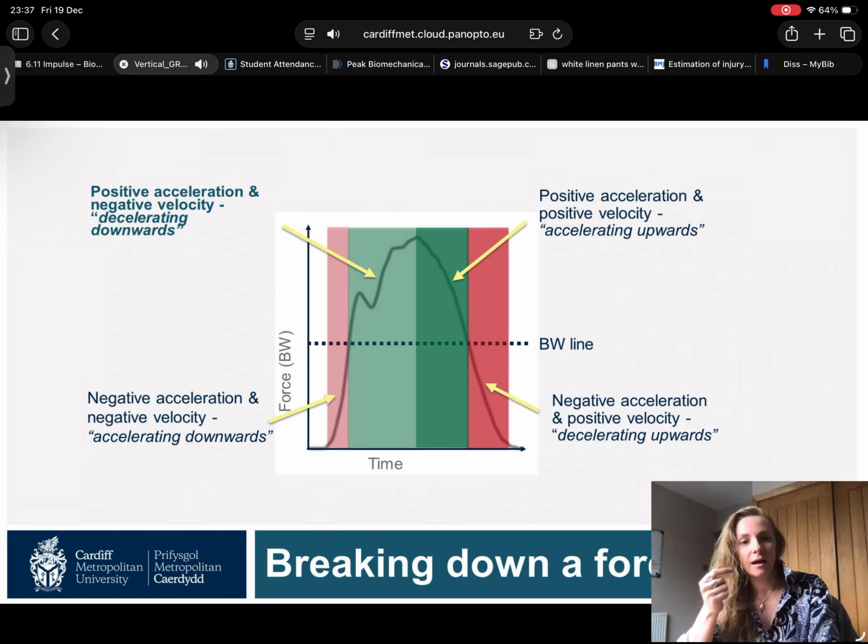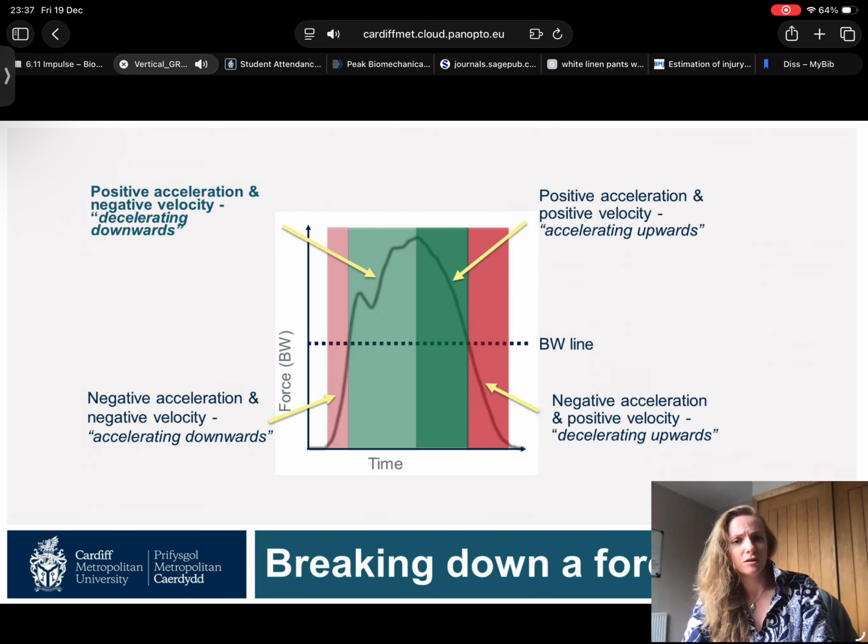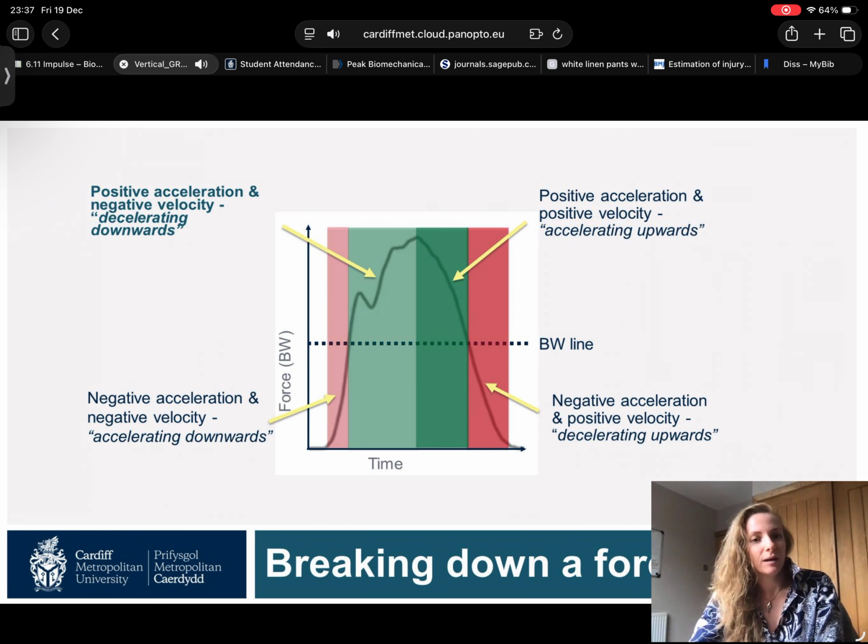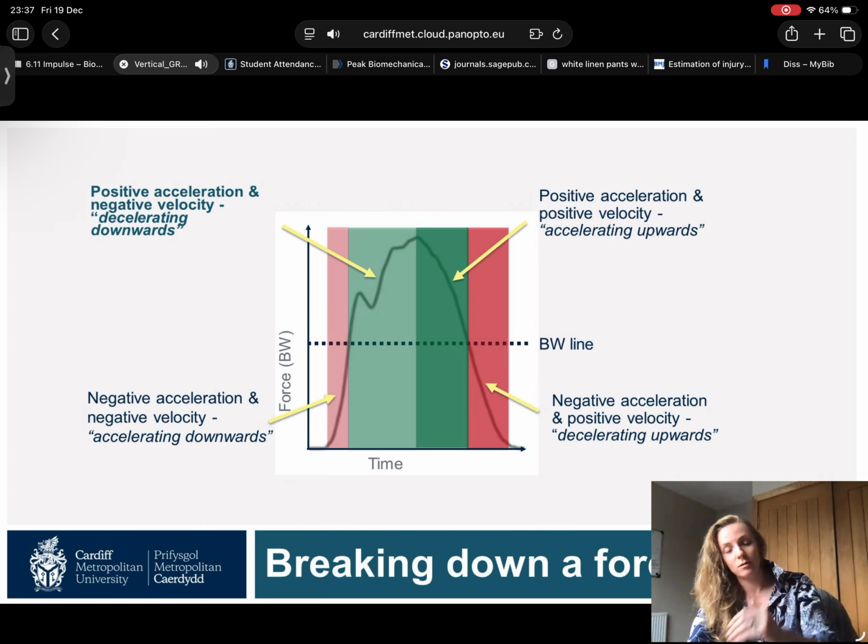this is our body weight line, and anything below that body weight line means we're exerting less force than body weight. Anything above means we're exerting higher force than body weight. When we are below that body weight line during the initial impact, we have a negative acceleration because we're below the body weight line. We also have a negative velocity, if you remember from the slide before, because we are going down towards the ground.